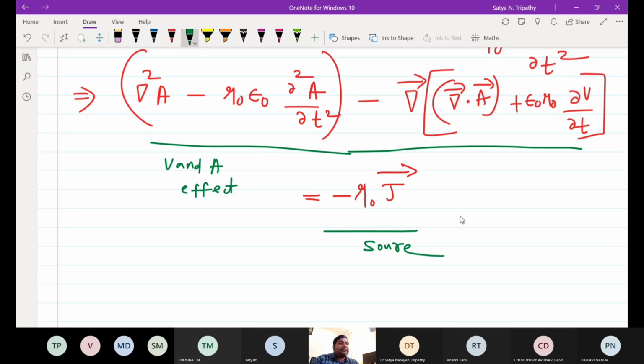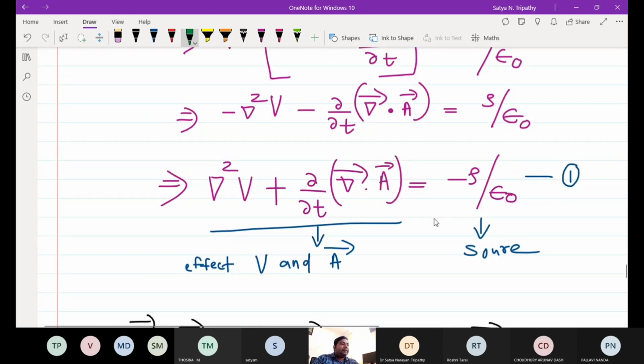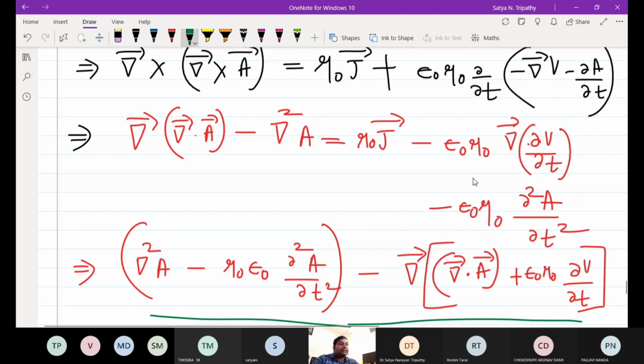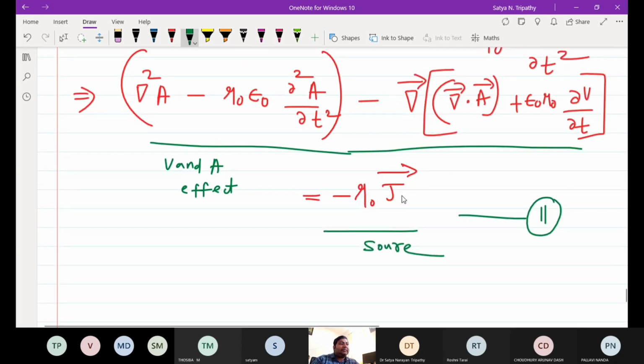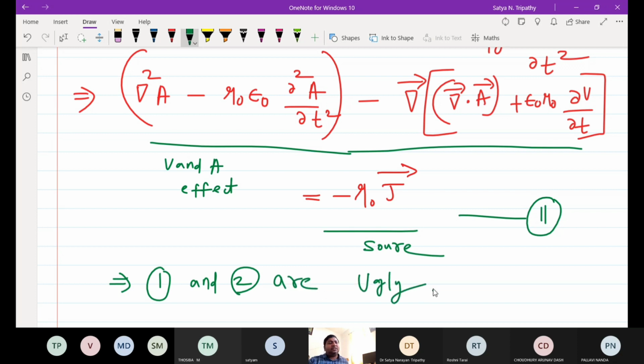But the problem is, I put equations 1 and 2. Now I'll ask one thing. This is my first equation. We know that source and we can calculate V and A if we know the charge density. Here also, if we know the current density, we can calculate A and V. But the problem is, these 1 and 2 are ugly. Yes or no? These are very complicated equations. Do you agree with me or not?